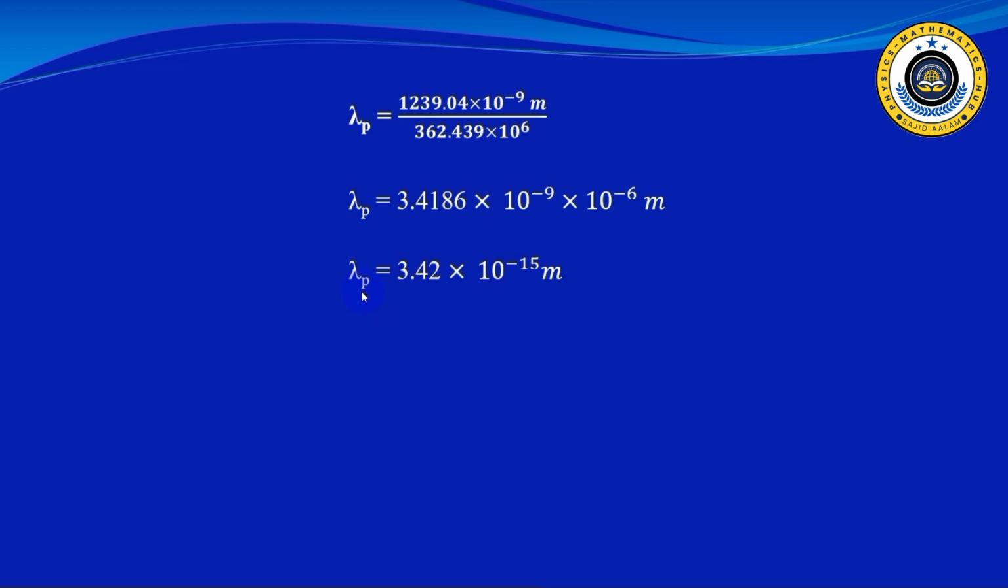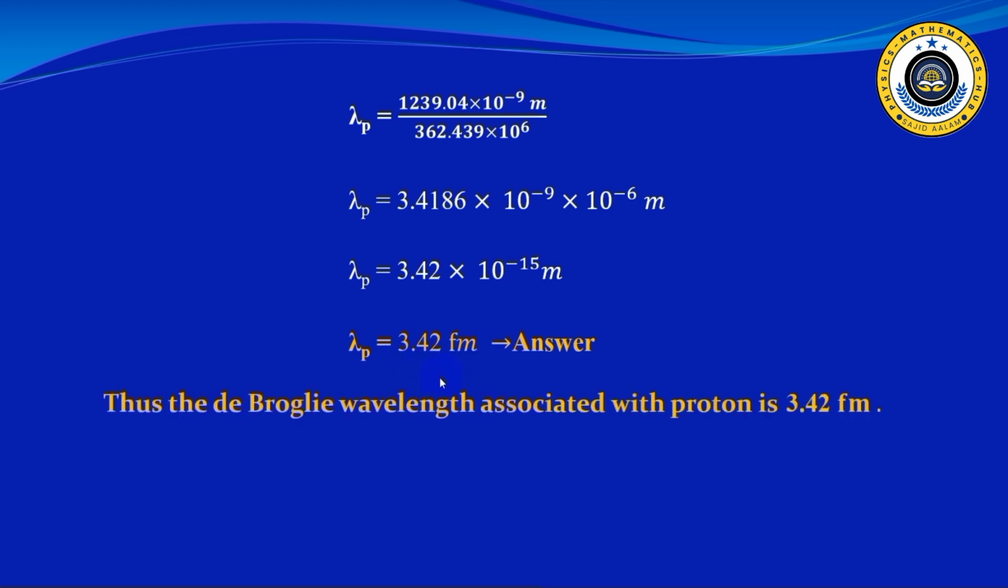Finally, we get lambda P is equal to 3.42 multiplied by 10 to the power minus 15 meters. Using the prefix for 10 to the power minus 15, we get lambda P is equal to 3.42 femtometers. Thus, the de Broglie wavelength associated with the proton is 3.42 femtometers.